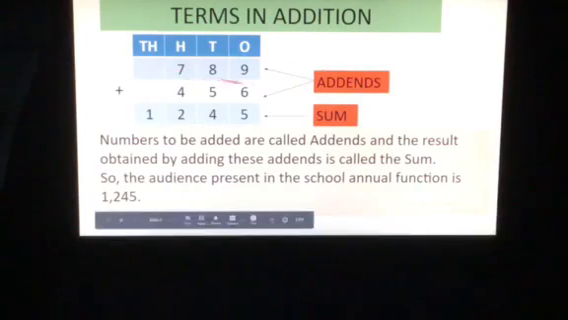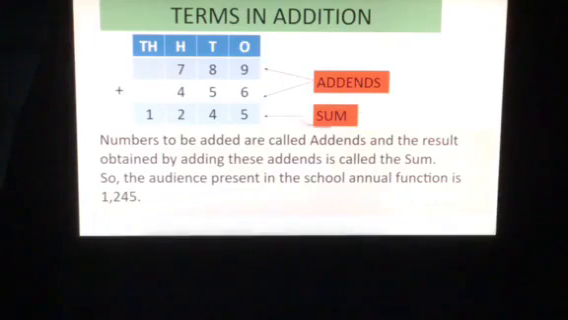789 and 456 are known as addends. The numbers which we add are known as addends. So the numbers to be added are called addends.